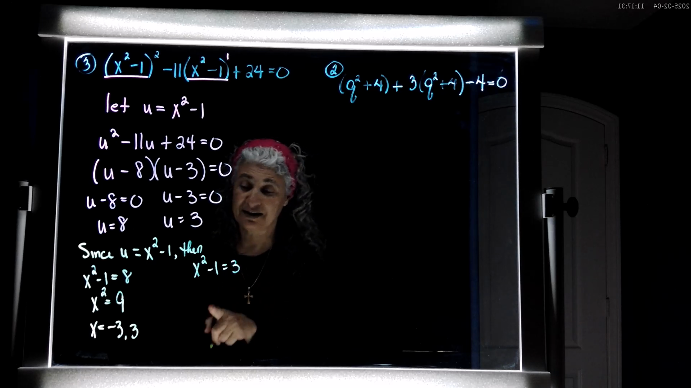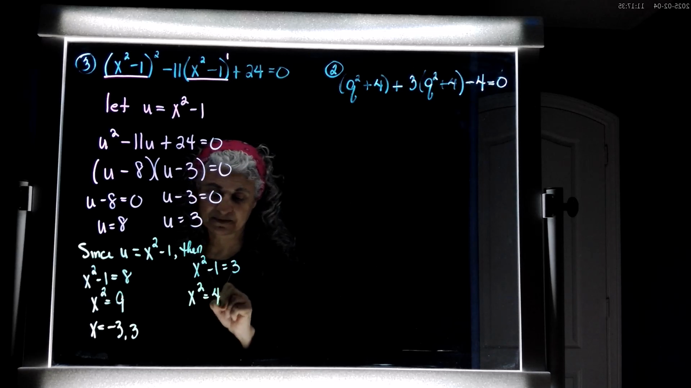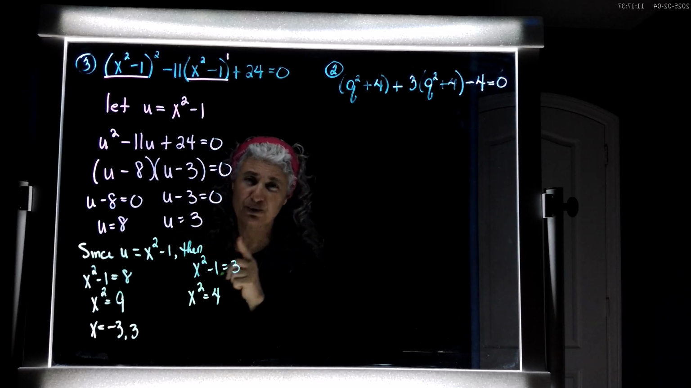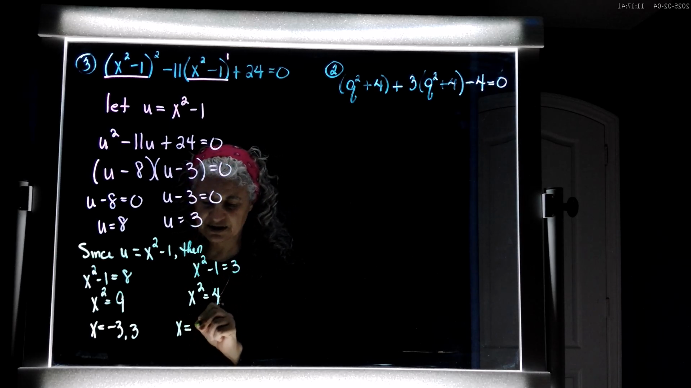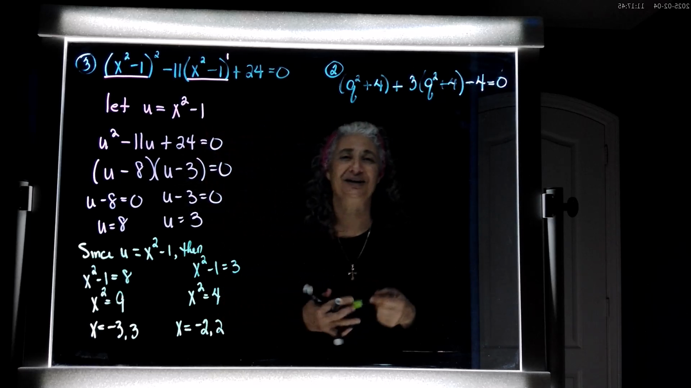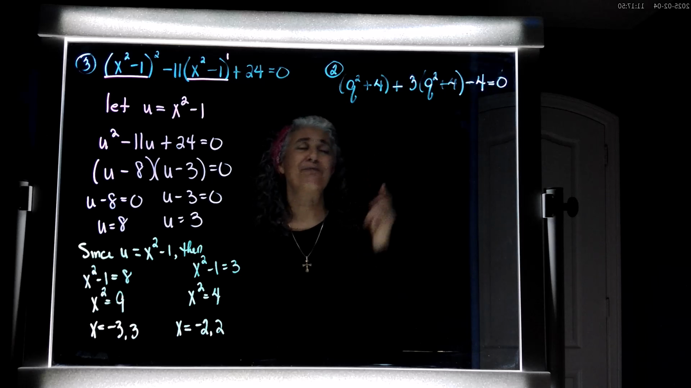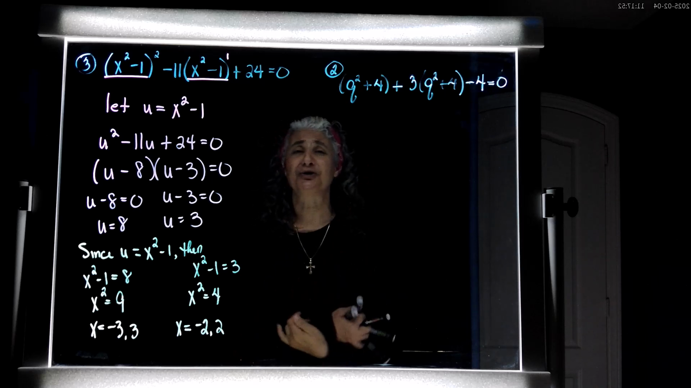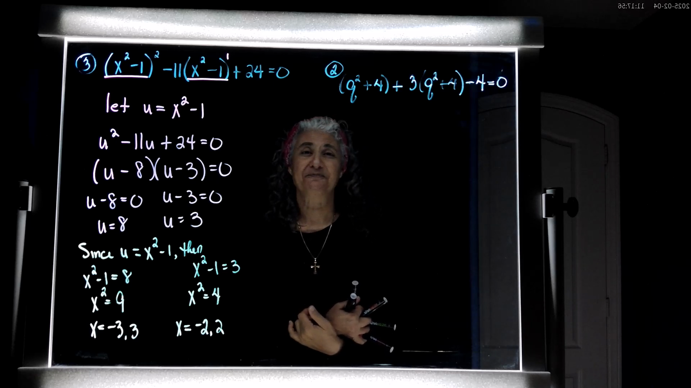Well done. This one, add 1 to both sides. Then, square root, how many answers? 2, which means x equals a negative 2 and a positive 2. Good job, you guys. Excellent. Here's a suggestion. If you haven't done this problem yet, pause the video and do this problem on your own. Then come back and see if my answers agree with yours.